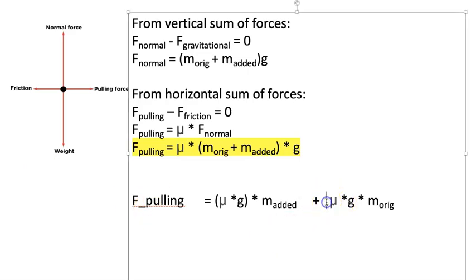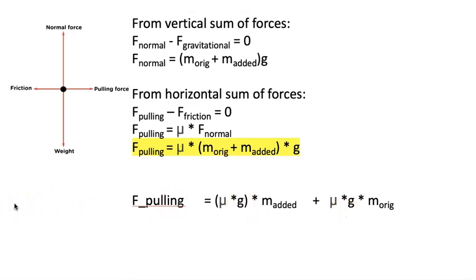I could have some parentheses in here. They won't be in here later. They don't need to be in here. They're irrelevant. Anyway, but I have just distributed the coefficient of friction and the acceleration due to gravity. So I've got this new equation, and I'm going to go along with this new equation.